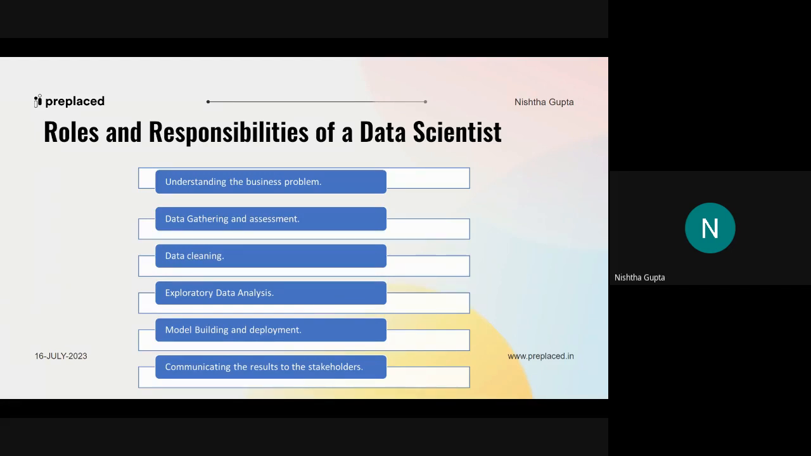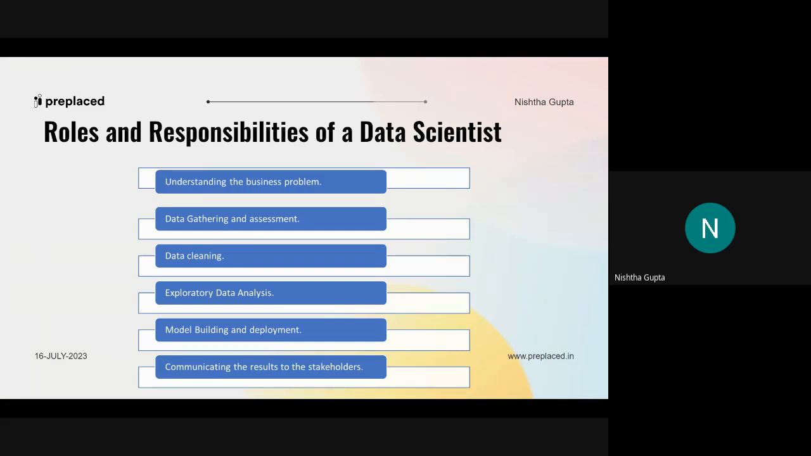The first thing is to understand the business problem. When you are interacting with either a client or within an organization itself, the first task is to understand what the business problems are. What are the stakeholders, the clients, or the organization facing issues with? So the first thing is to understand the business requirement and convert it into our data science problem.